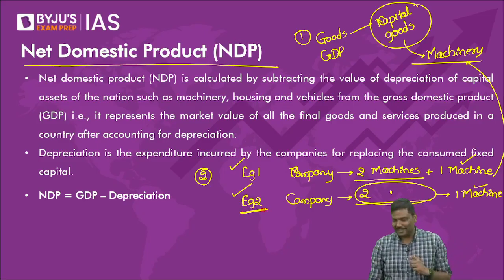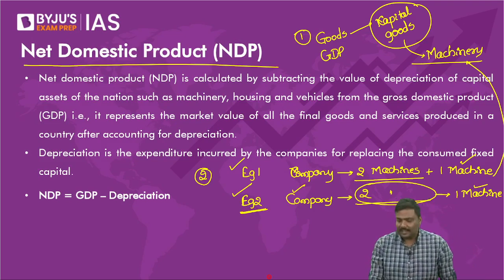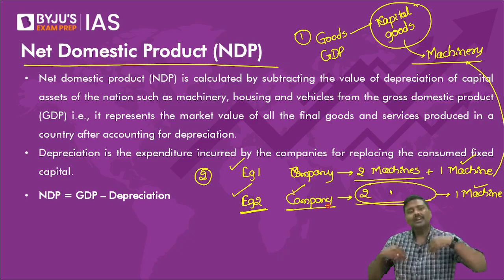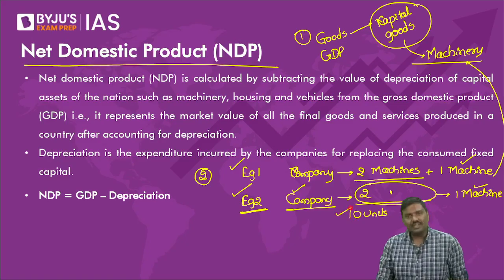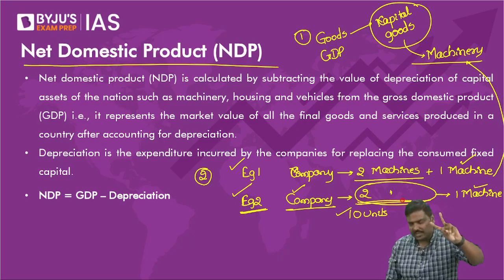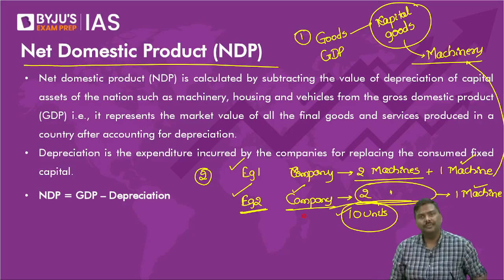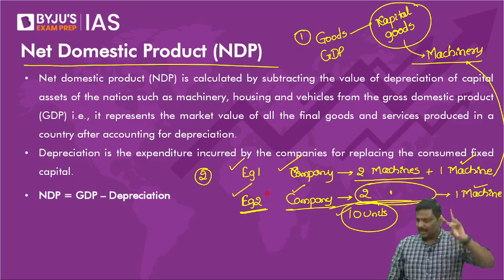How, my dear, tell me? Because at the end of this, the company in the second example has 2 machines, will replace one of the machines with a new machine, right? So let's assume 10 units is the production. One machine will produce 10, and the second machine too, because at the end they will have 2 machines. How much production will they do? 20 units.